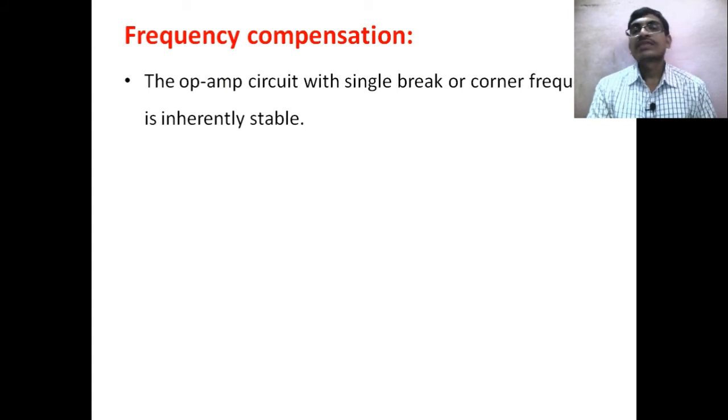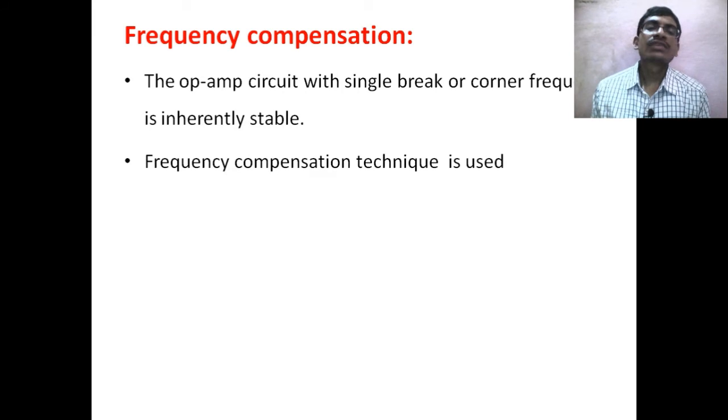What is frequency compensation? The op-amp circuit with a single break or corner frequency is inherently stable. We have already seen an operational amplifier with one break frequency or one corner frequency. Therefore, those types of operational amplifiers are definitely stable circuits. If any operational amplifier has more than one corner frequency, that leads to an unstable system.